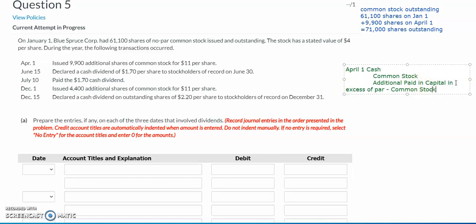So next we need to put in the dollar amounts. I just have to move things over a little bit so you can tell the difference between what accounts are debited and credited. For cash, we're going to take 9,900 times $11. So our cash amount is going to be 108,900.